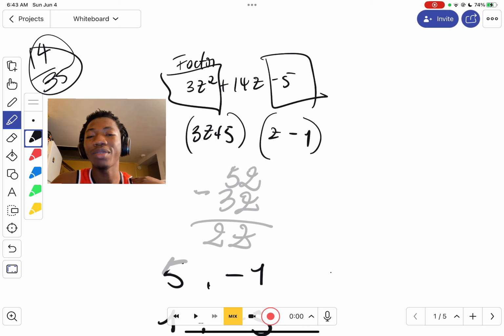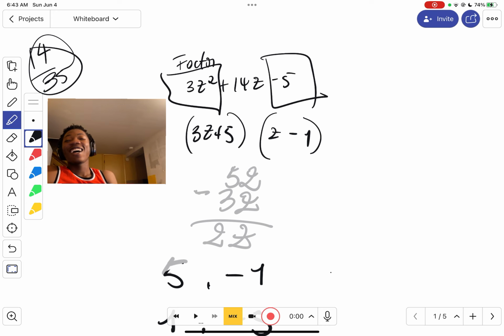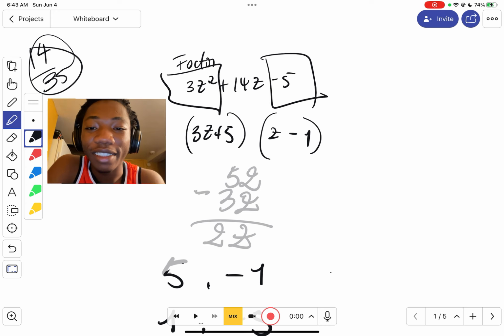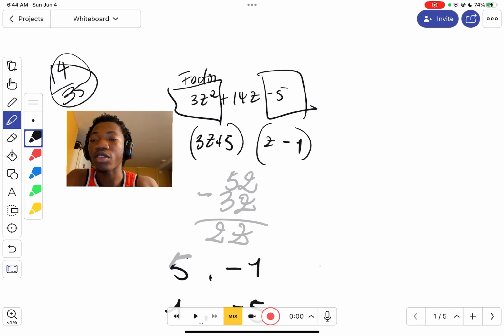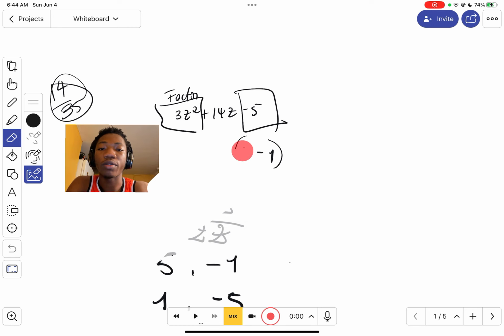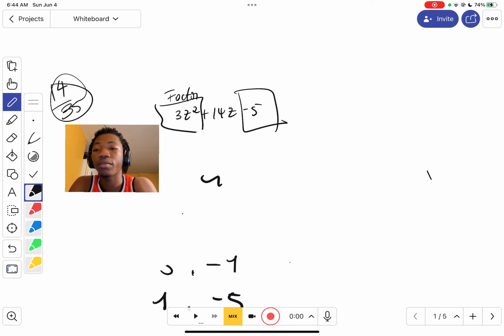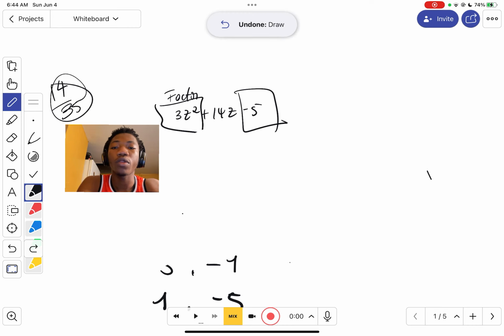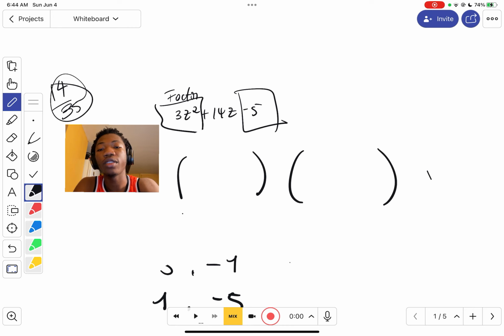Or I possibly made a mistake, but those were the numbers of the solution. Let's get into it, guys. In z squared, so 5z and... let me write down the numbers of the solution. We're going to switch them around. When you switch them around, I have the 3z and the z, so negative 1 and positive 5.